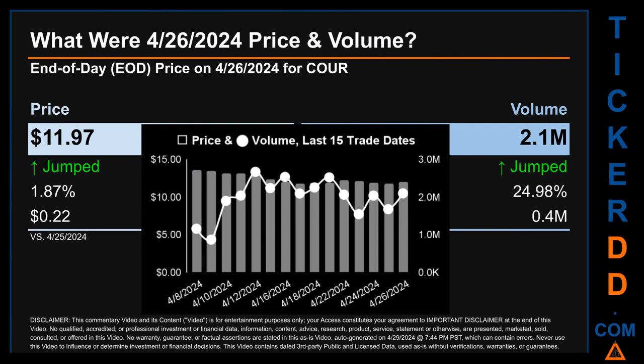Across a range of $1.81, the max and minimum end-of-day price were respectively 13.56 and 11.75. Volume saw a range of 1.8 million, from a day low of 871.2 thousand to a day high of 2.7 million.